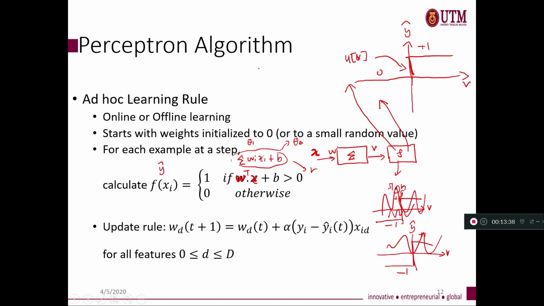So that is the basic, or the first effort in producing the neural network. But of course, later you will see how this one relates to the neural network. But this is actually the first effort in extending.